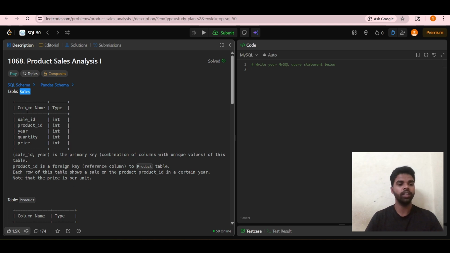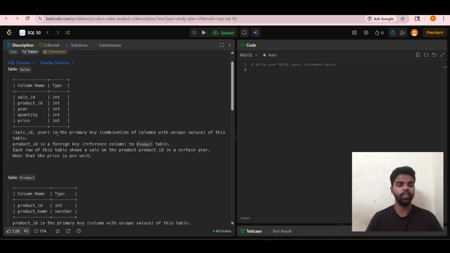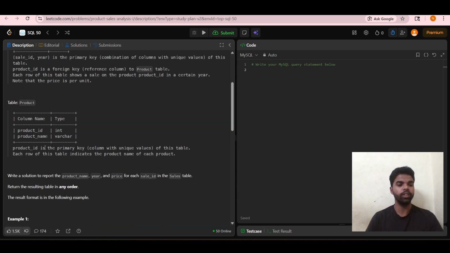We have a table Sales, with columns sales ID, product ID, year, quantity and price. Everything here is int type, and sales ID and year form the primary key, a combination of columns with unique values for this table. Product ID is a foreign key referencing the Product table. Each row of this table shows a sale of the product ID in a certain year. Note that the price is per unit. And here we have a second table. The table name is Product. Here also product ID is int type, and product name is varchar.